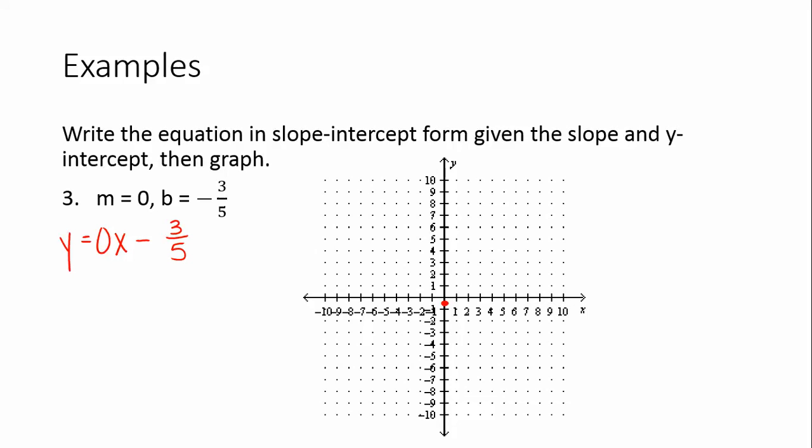Now, my slope, again, is the number in front of x. My slope is 0. So if I think for a moment, I could write 0 as a fraction and put it over 1. Or if you just remember that a line with 0 slope is horizontal, that's what your graph would look like. So it crosses the y-axis at -3/5, and it has 0 slope, so it's a horizontal line.